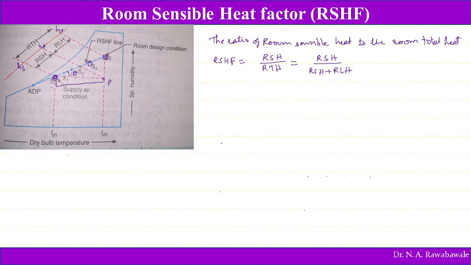So this is nothing but what we call the room sensible heat factor. This is room latent heat, and this is room sensible heat. So tan theta, room latent heat divided by room sensible heat, gives us the slope of this line, and that is the room sensible heat factor, the slope of the room sensible heat factor line. So now this is about room sensible heat factor.